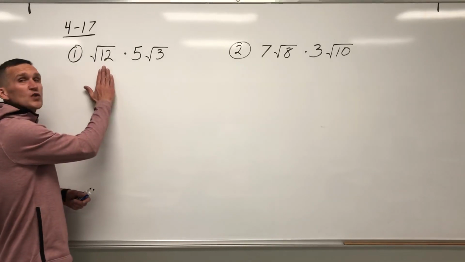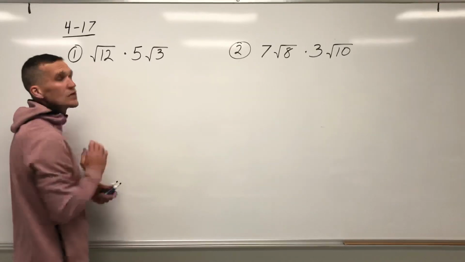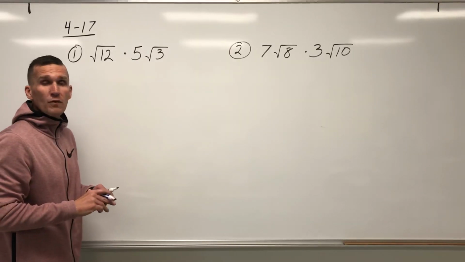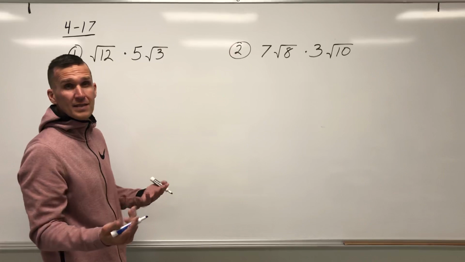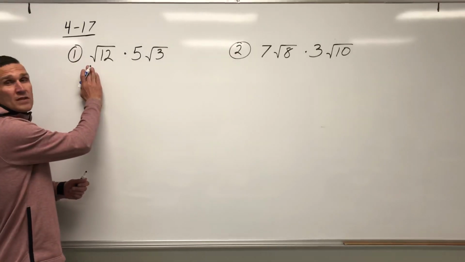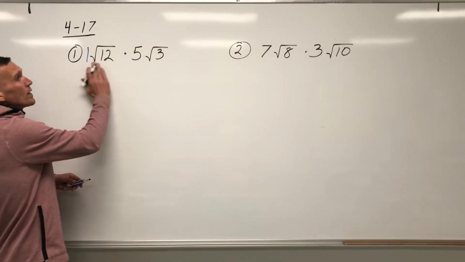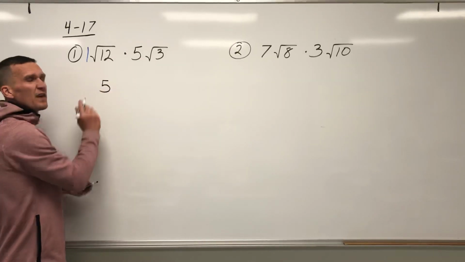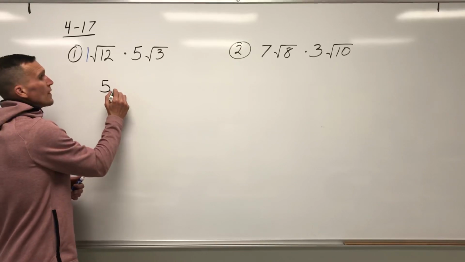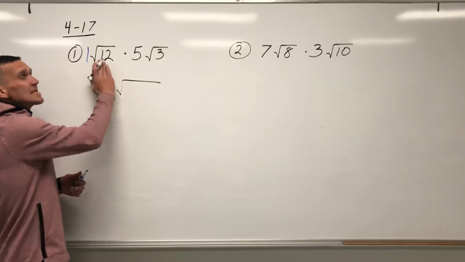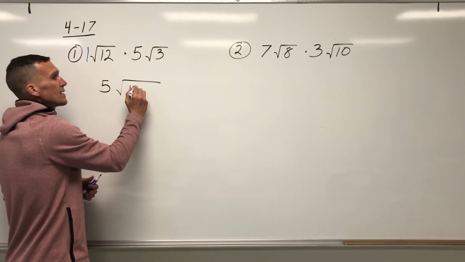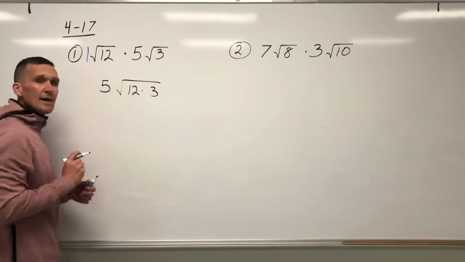All right, so we're going to have square root of 12 times 5 square root of 3. And we're going to look for the outside times outside stays outside. There is an invisible outside of 1. So on the outside, I have 1 times 5. I'll just put the 5, I won't show the 1. And then I put a square root symbol because the inside times inside stays inside.